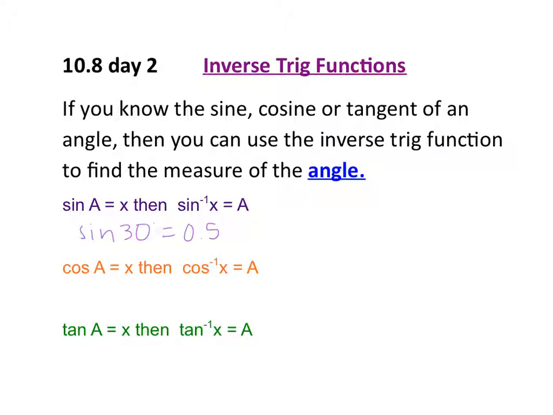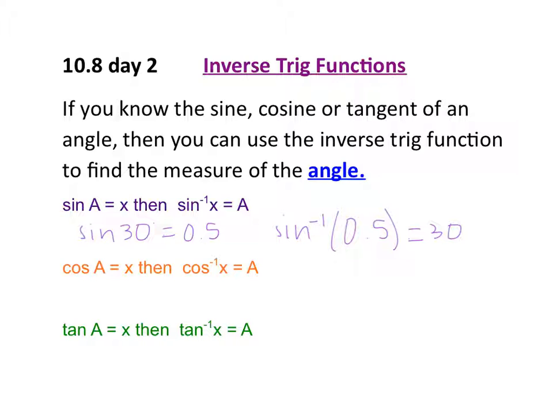So again, to test that out, just type in your calculator sine of 30 degrees, hit enter, and you'll get 0.5. Then the inverse of sine, so sine to the negative 1, which means inverse sine, of 0.5, that should equal 30.